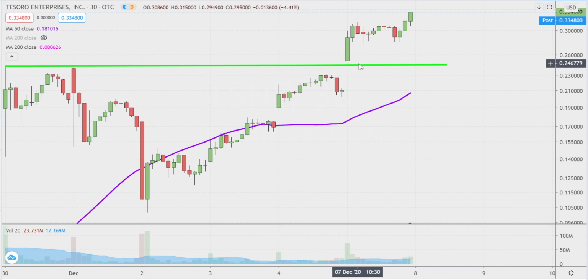Now, don't get me wrong. If the price falls below that area, that does not mean the entire chart is now ruined or destroyed or anything like that. But yeah, if the price could somehow manage to actually stay above that level, that would be a fantastic sign of strength moving forward.